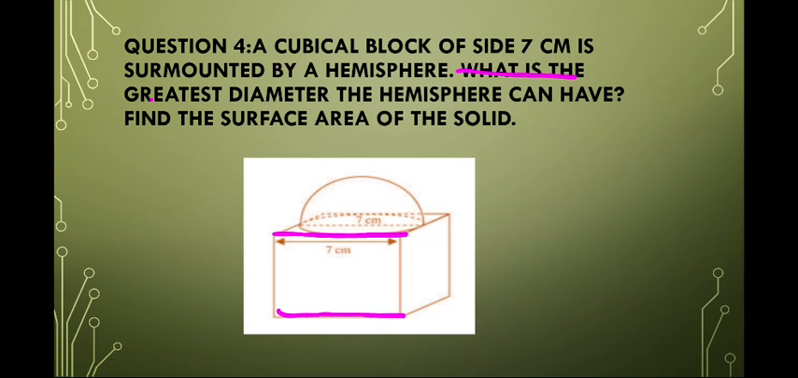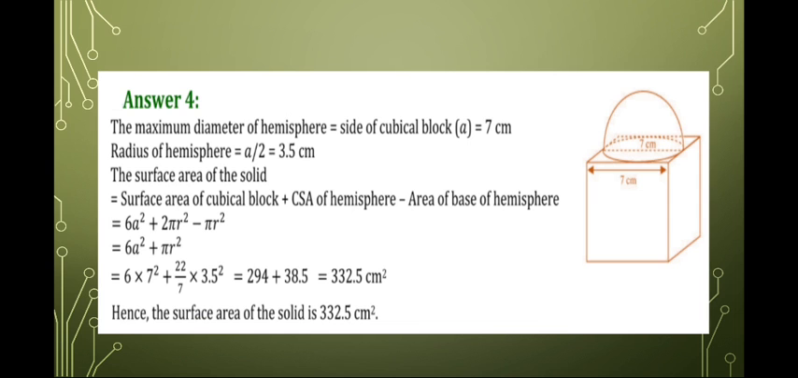Now what is the greatest diameter the hemisphere can have? That means the greatest diameter can be from here to here, that is, joining 2 points of 2 opposite edges of the cube. So the greatest diameter of the hemisphere can be 7 centimeter. Now find the surface area of the solid. If you take 7 as the diameter, what will be the surface area of this total solid?